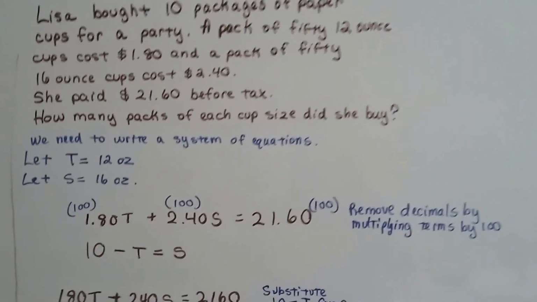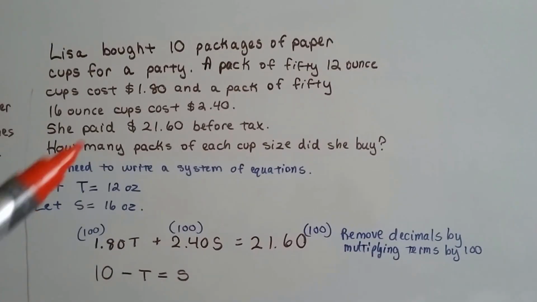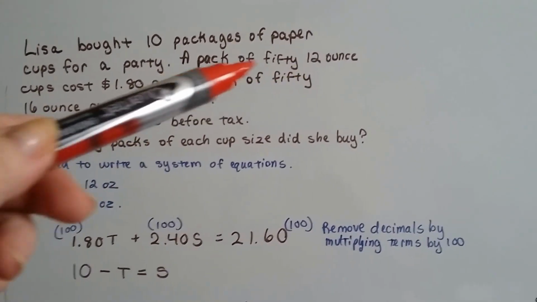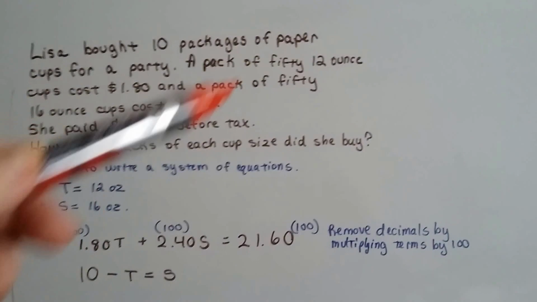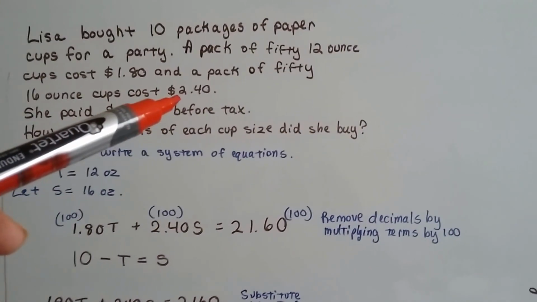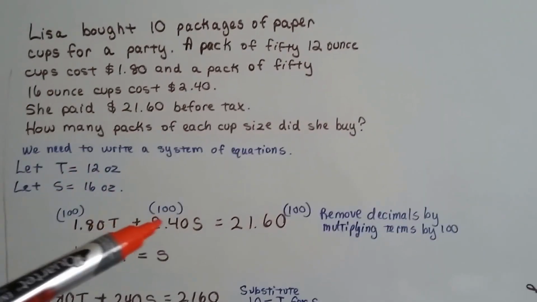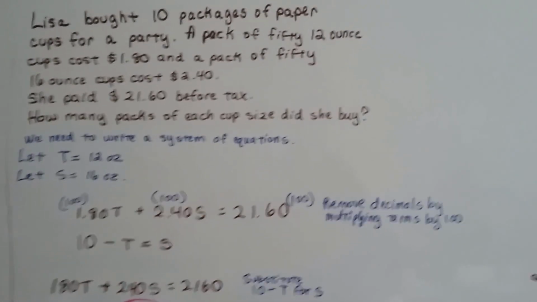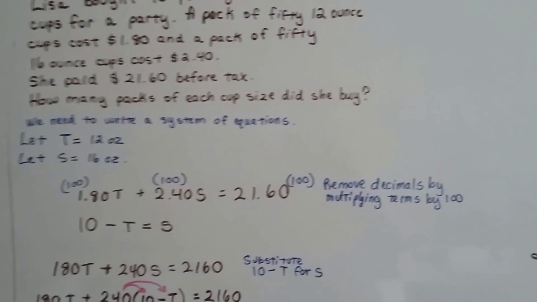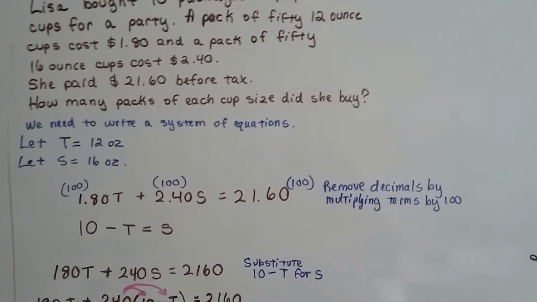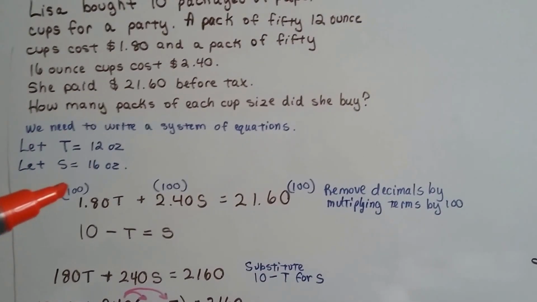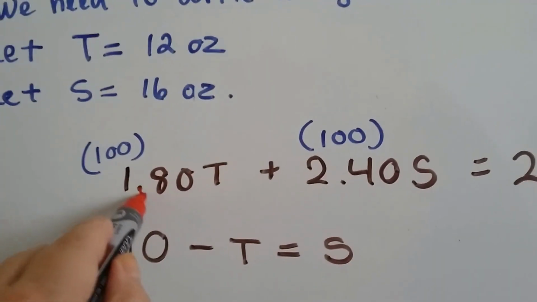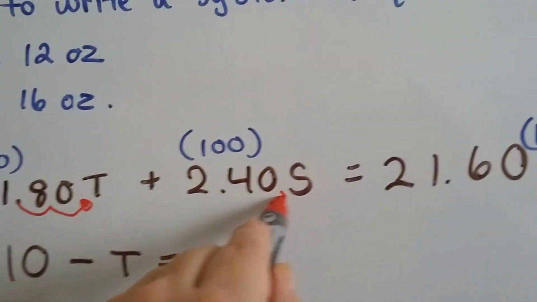So to write our equations, we have $1.80T for the 12-ounce plus $2.40 for the 16-ounce, that's 2.40S, is going to equal that $21.60 total. Now we need to remove the decimals, and we can do that by multiplying terms by 100. So if we multiply each term by 100, it's going to move that decimal place to the back of each number, isn't it?